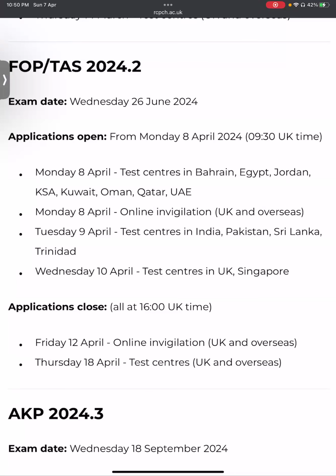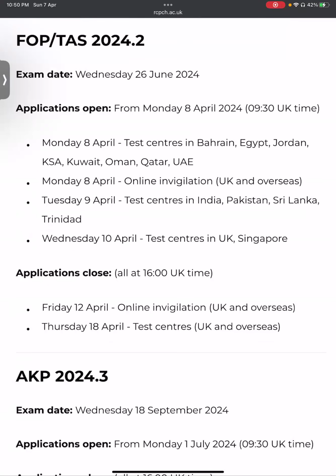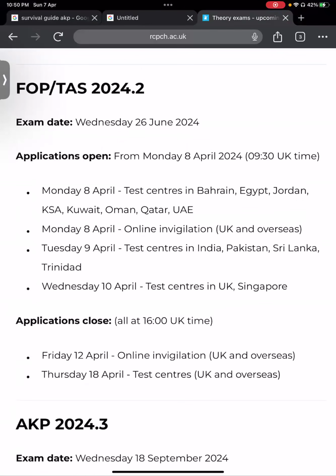Ma'am, 12th April again we have a chance, ma'am. 12th April? Yes, again, but then nobody's going to wait till that time. It is written that online invigilation in UK and overseas is available again. What happens is that in the first few days itself, most of the time, all the seats get booked. So that's the reason I said keep on trying from the first day onwards.